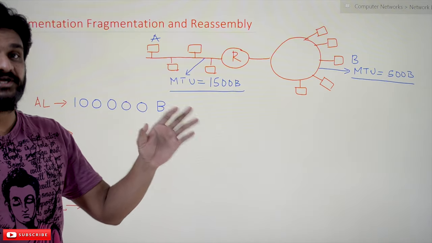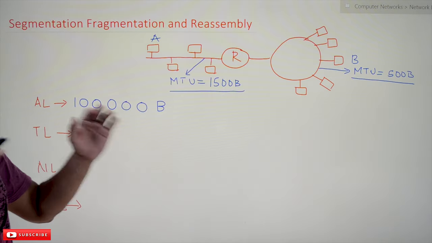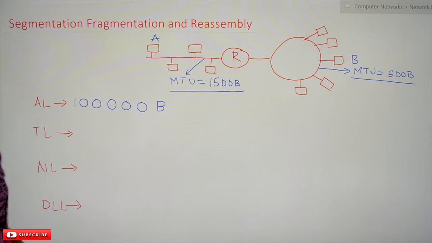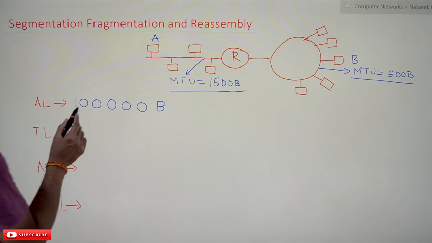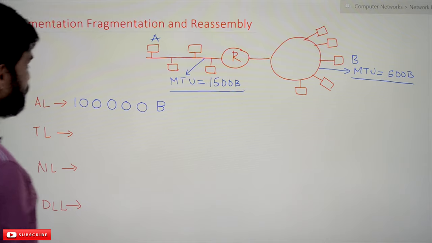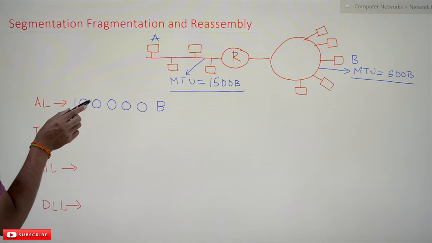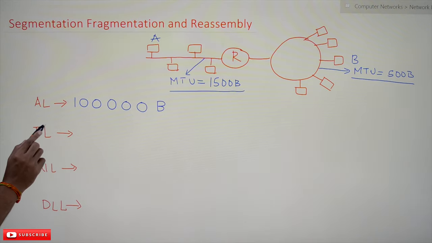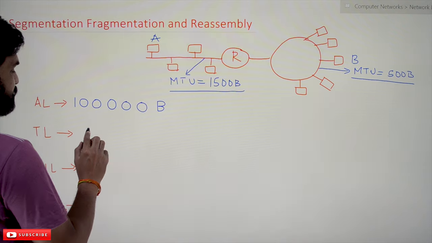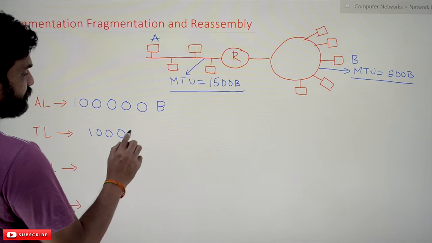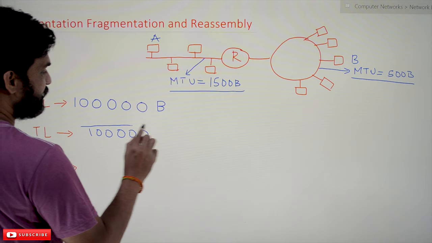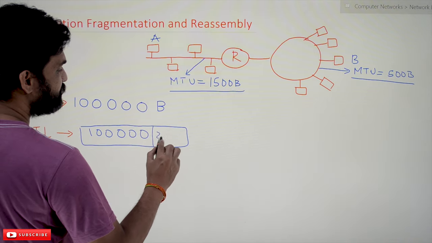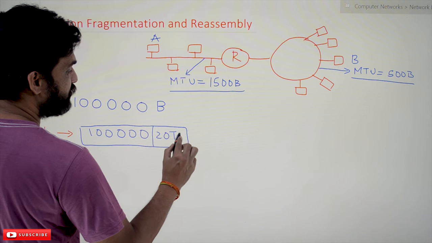Now, how does the communication happen in the real world? That is what we will try to understand, and we will understand each concept individually. Here we have 1 lakh bytes of data. This data gets transmitted to the transport layer, the layer below the application layer. Here, the 100,000 bytes of data is added with a header of 20 bytes, and this is the transport header.